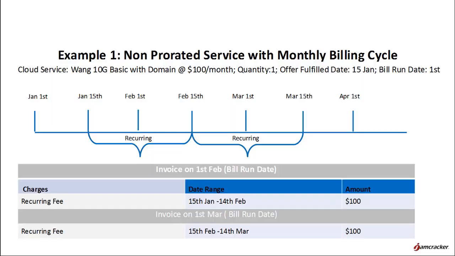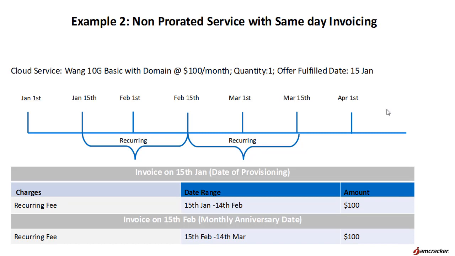John orders a service on 15th January and it is provisioned on the same day. On 1st February, which is a bill run date, John will be invoiced for the entire amount from 15th Jan to 14th February without applying prorated charges. In the case of same-day invoicing, John will be invoiced on 15th Jan for the entire amount from 15th Jan to 14th February without applying prorated charges.